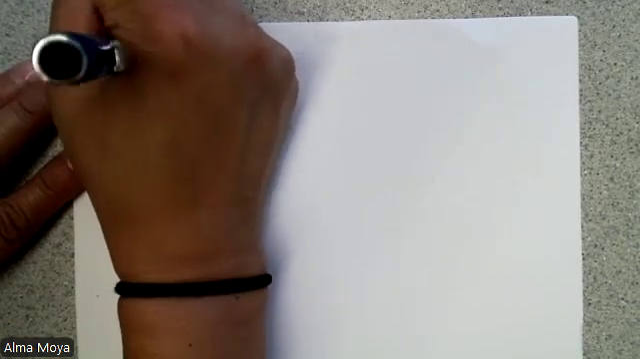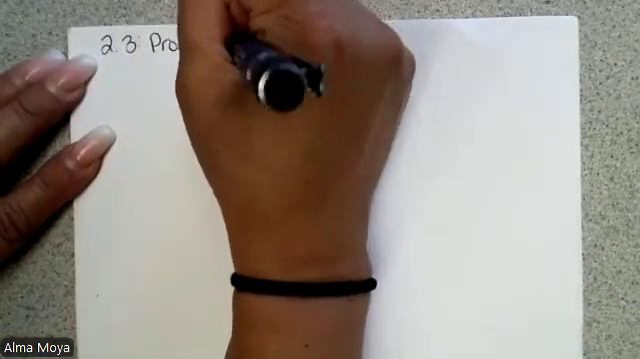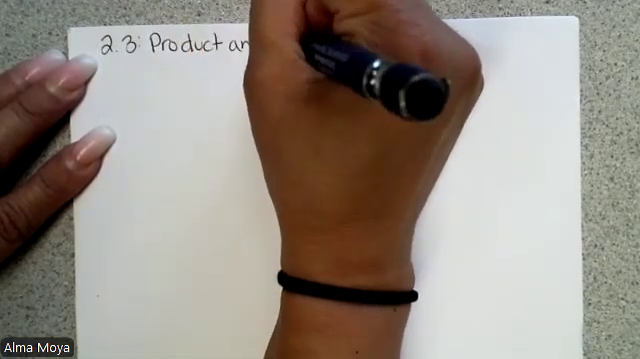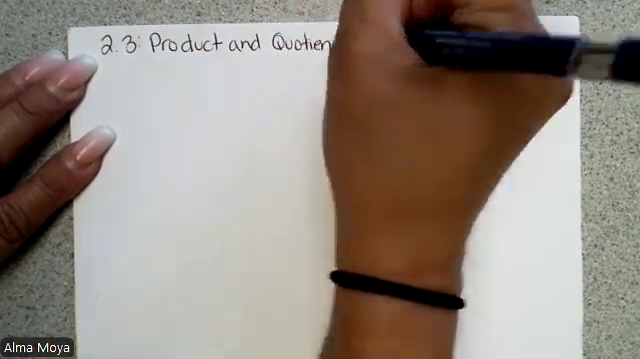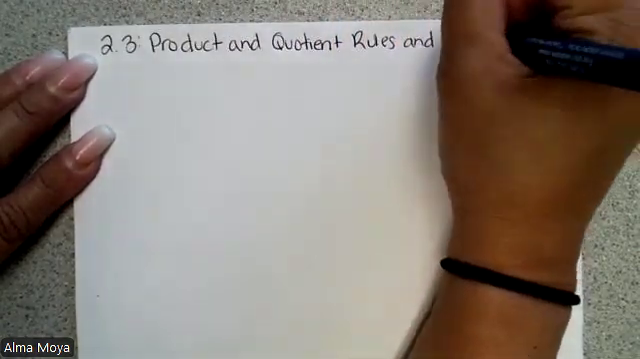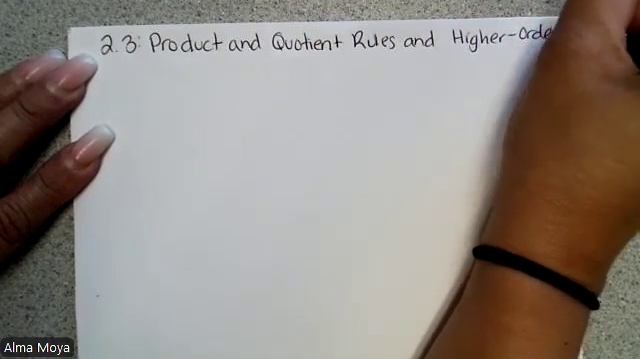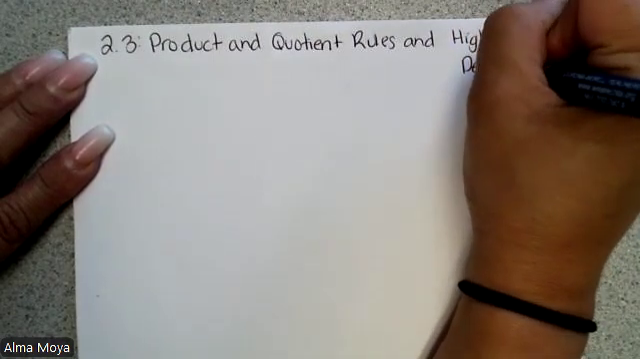Today's notes are going to be on 2.3, product and quotient rules and higher order derivatives.